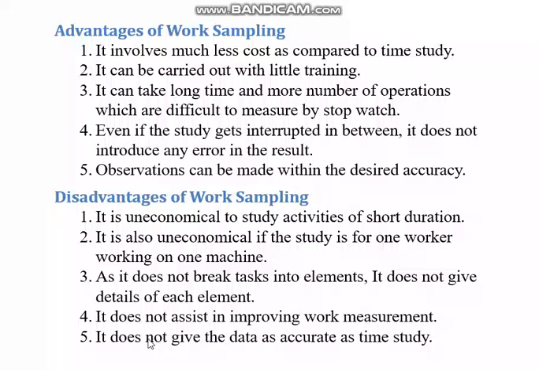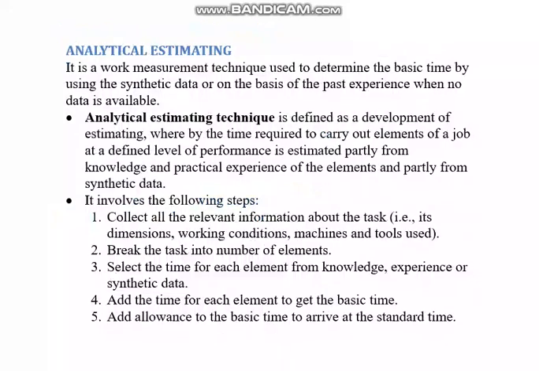Okay, then the fifth disadvantage is it does not give the data as accurate as time study. Time study gives data to fractions of minutes. You are jotting down, you are taking the values, and you will be able to say actually this is the standard time. Whereas with work sampling you cannot give the data as accurately as you can in the time study. Okay, so that is about the work sampling.